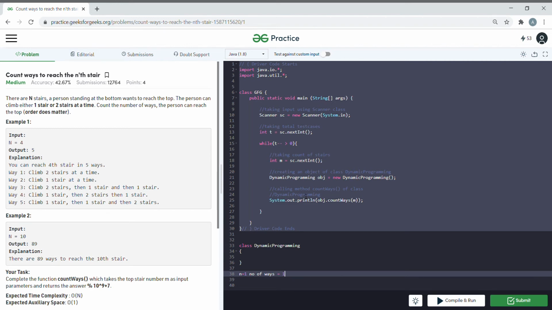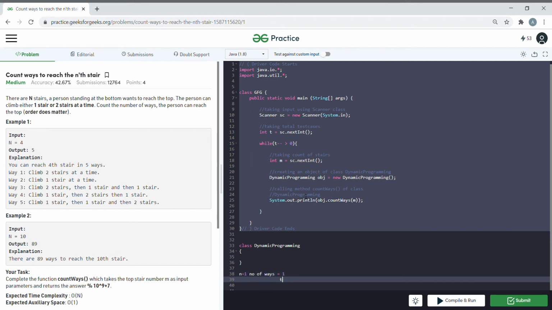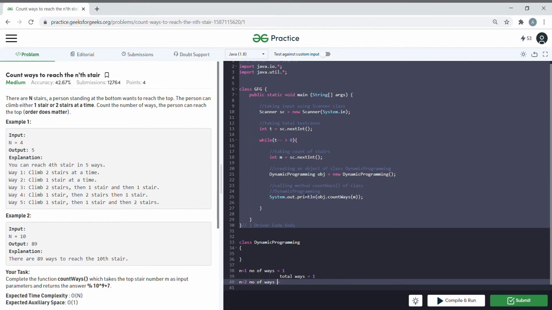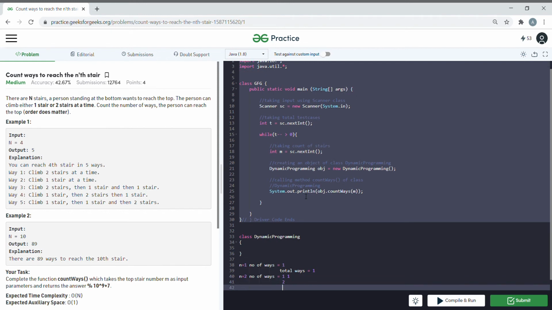You cannot climb 2 stairs at a time. You just have to climb one step. So the total ways is equal to 1. Let's check out when n is equal to 2. The number of ways in which a person can climb will be either 1 and 1 staircase at a time, or directly 2 steps at a time. So the total ways through which you can climb is 2.